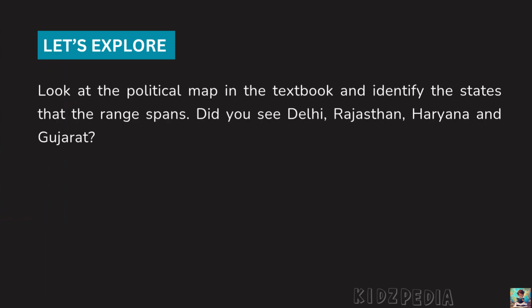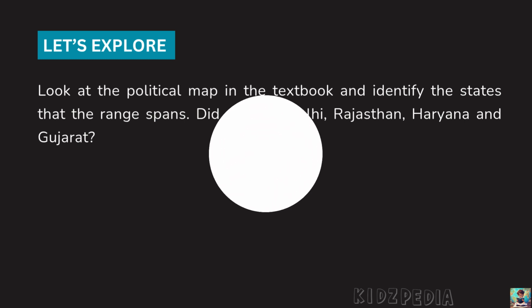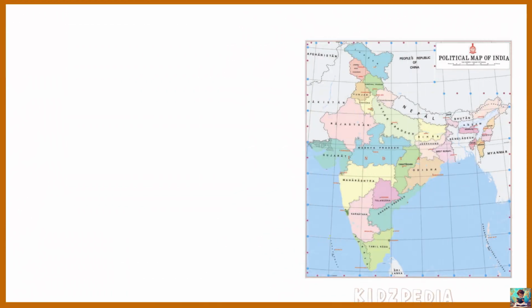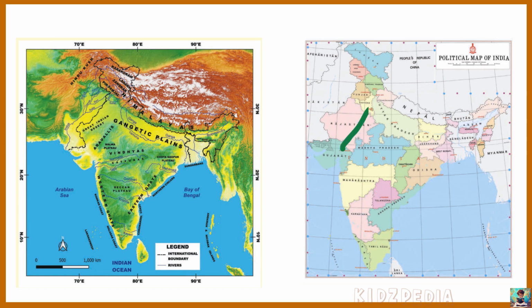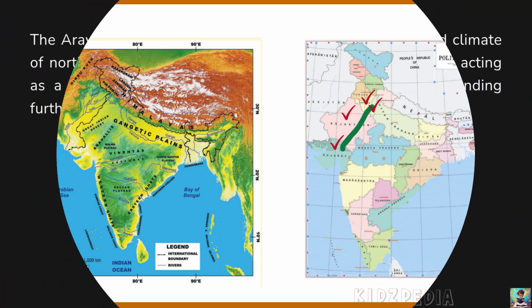Let's explore. Look at the political map in the textbook and identify the states that the range spans. Did you see Delhi, Rajasthan, Haryana and Gujarat? So take your political map of India and try to trace the Aravalli Hills on the map. As you follow the range, you will notice that it passes through several states. The Aravalli Hills extend across Delhi, Rajasthan, Haryana and Gujarat. This activity helps you connect what you learn with the map, so you can understand the location of landforms more clearly.